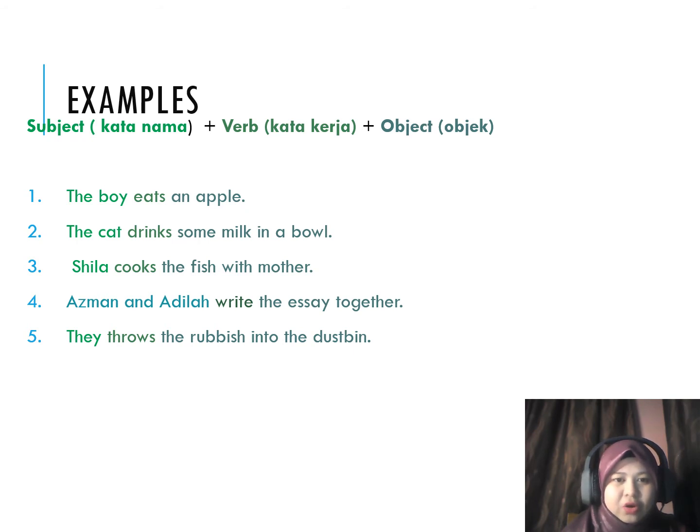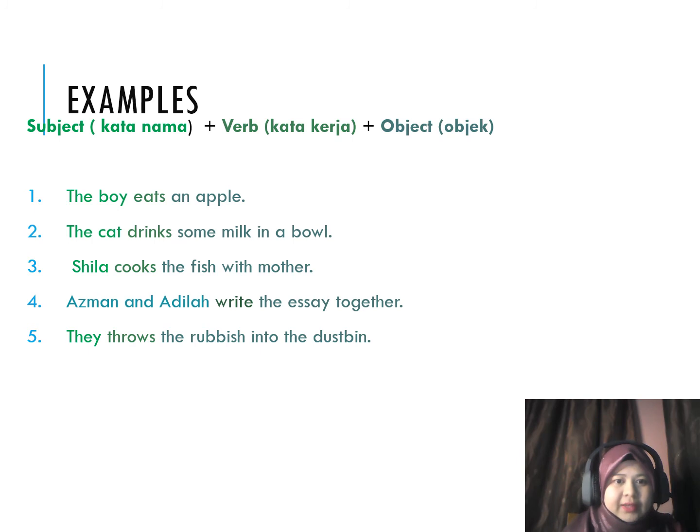Number 4, Azman and Adila. Azman and Adila is an example of subject. Walaupun dia dua nama, but it's still a subject. See the color here. Write, menulis. Menulis adalah kata kerja, verb. The essay together. Mereka, Azman dan Adila menulis essay itu bersama-sama. So the essay is the object.